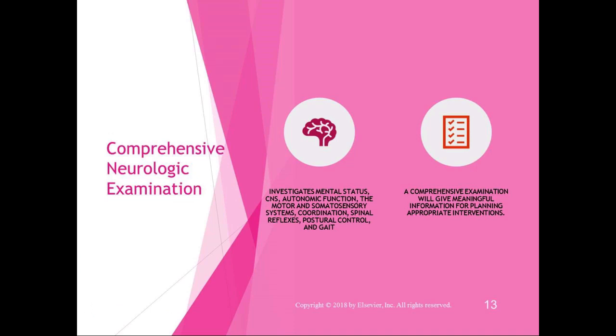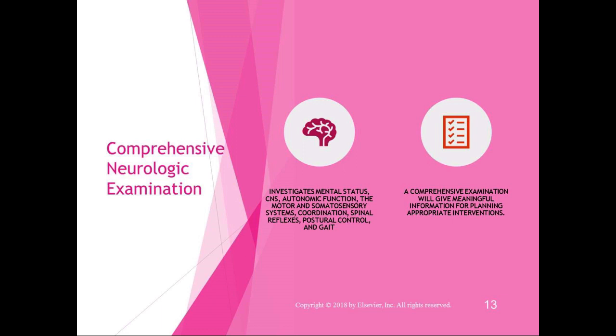A comprehensive neurologic examination is the next step. With the screening you're just working on a basic level. The comprehensive exam looks at mental status, central nervous system, autonomic function, motor and somatosensory systems, coordination, spinal reflexes, postural control, and gait. So it's very comprehensive, and it gives meaningful information for planning appropriate interventions.